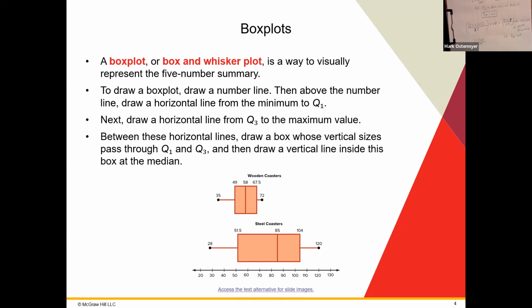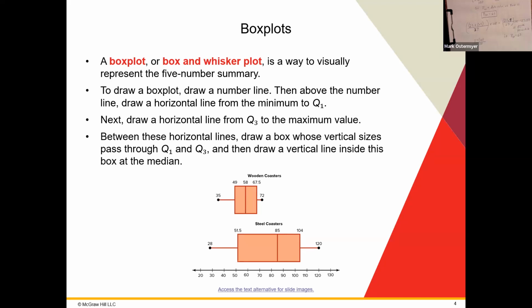Well, which box plot is longer? That would be the steel roller coasters. So the speeds of the steel roller coasters are more spread out about the median of this data set. There's more variability with the steel roller coaster data set as opposed to the wooden roller coaster data set. That's what we can gain real quickly just by looking at the relative lengths of the box plots.